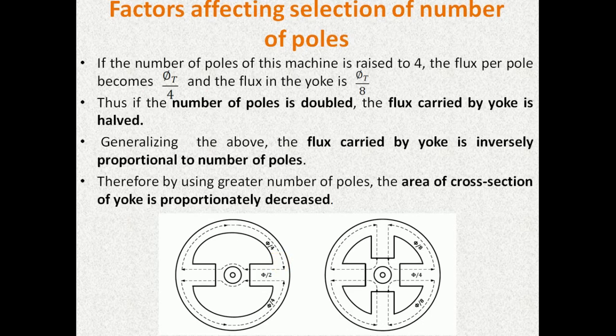Just like how we have seen the flux per pole getting split in the yoke, in the same manner the flux gets divided in the armature core also. You will be able to see that very clearly here. This total flux is actually φ/2, and here also it is getting divided into 2, so each of them will be φ/4. In this case, each of them will be φ/8. So just like how the flux is getting divided in the yoke, in the same manner the flux gets divided in the armature core also.